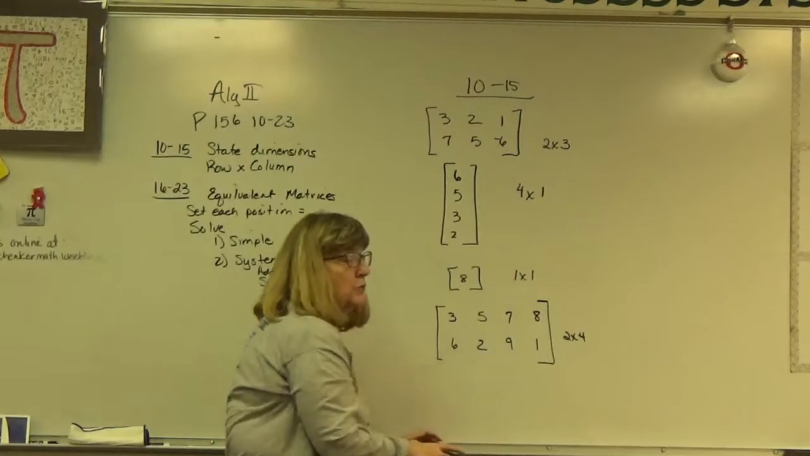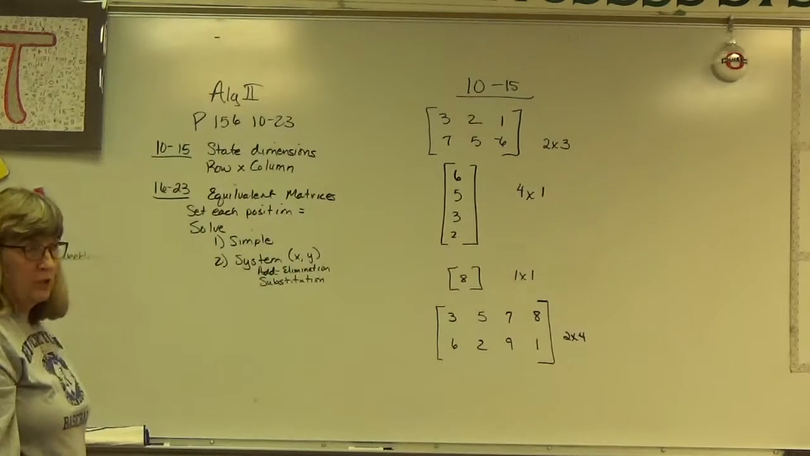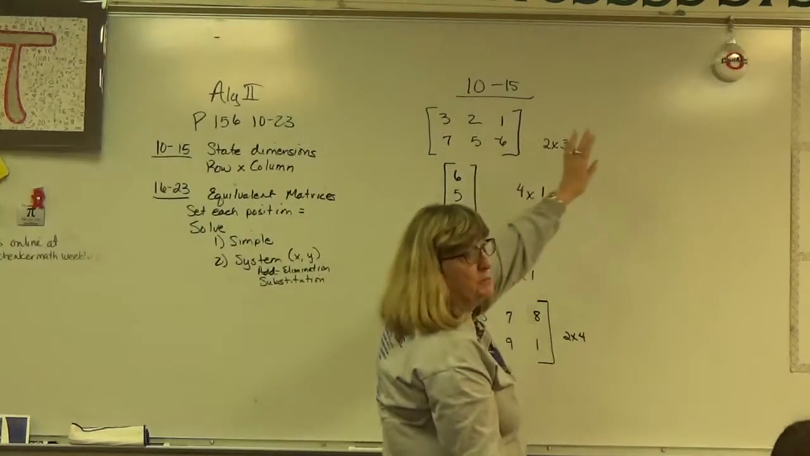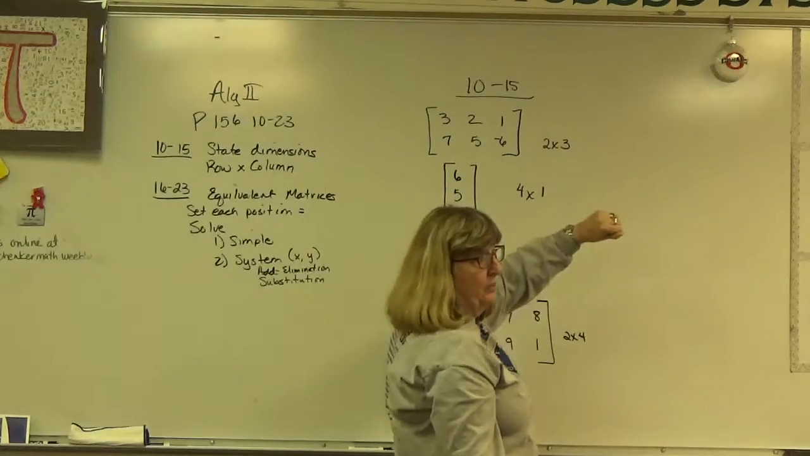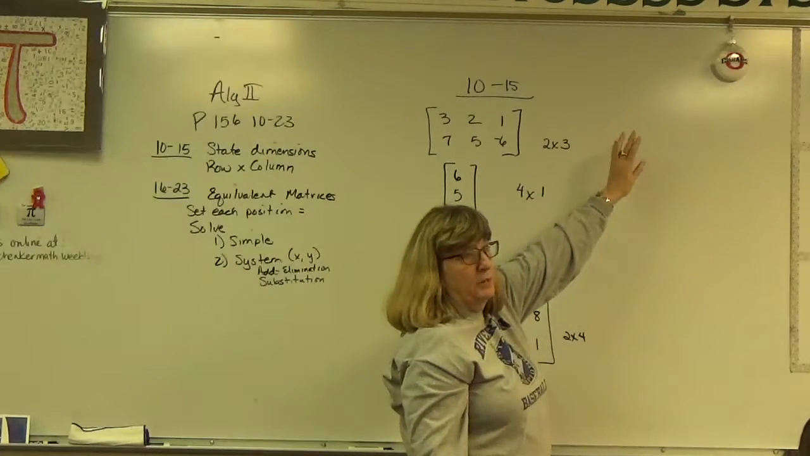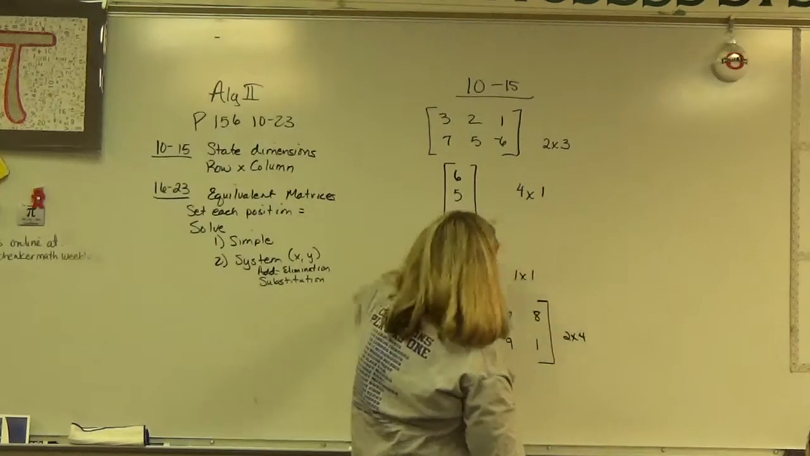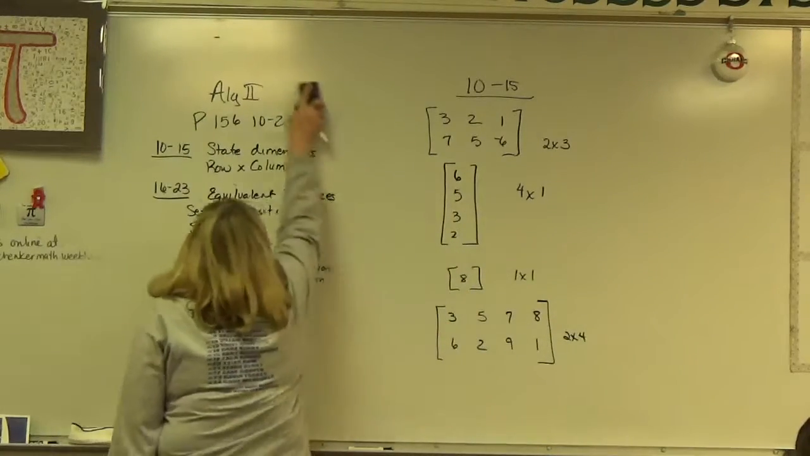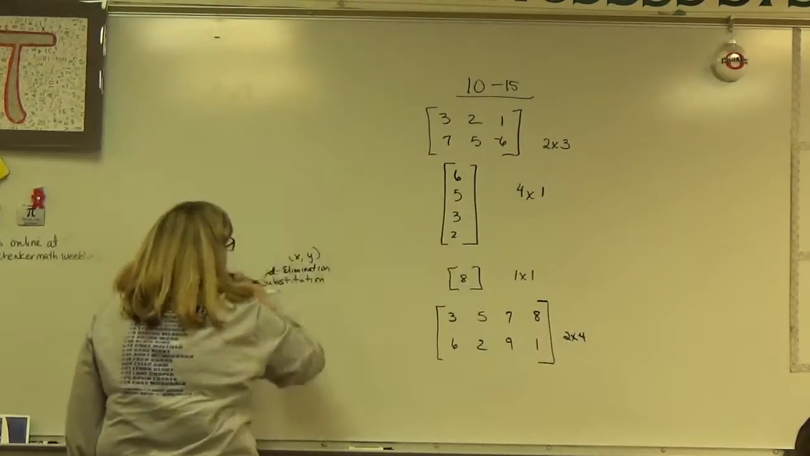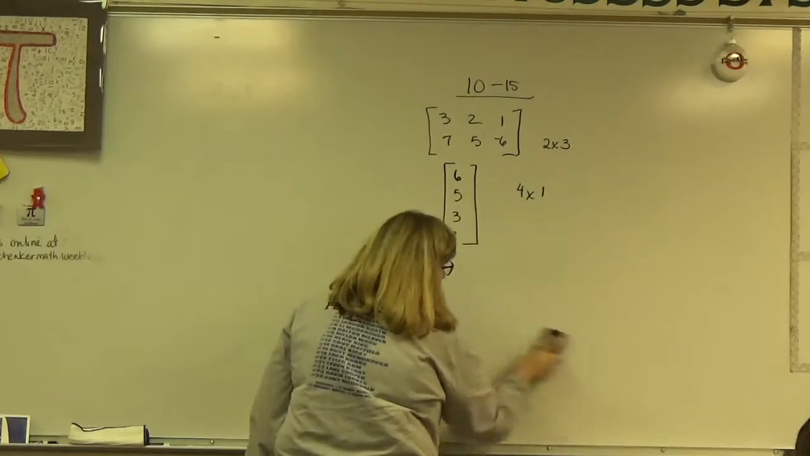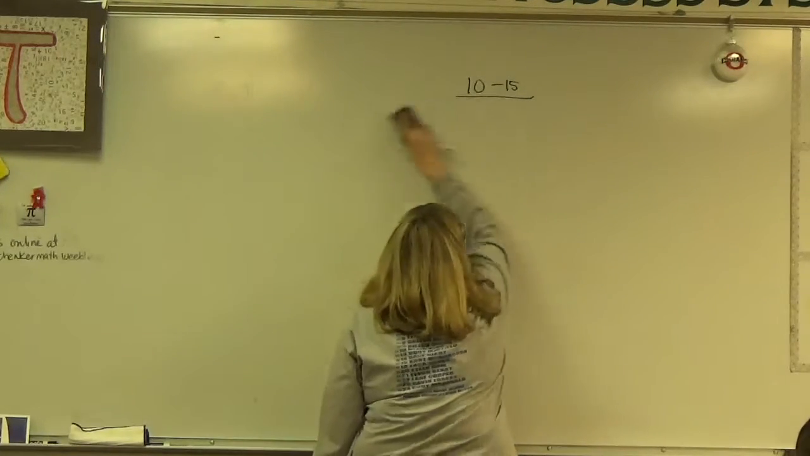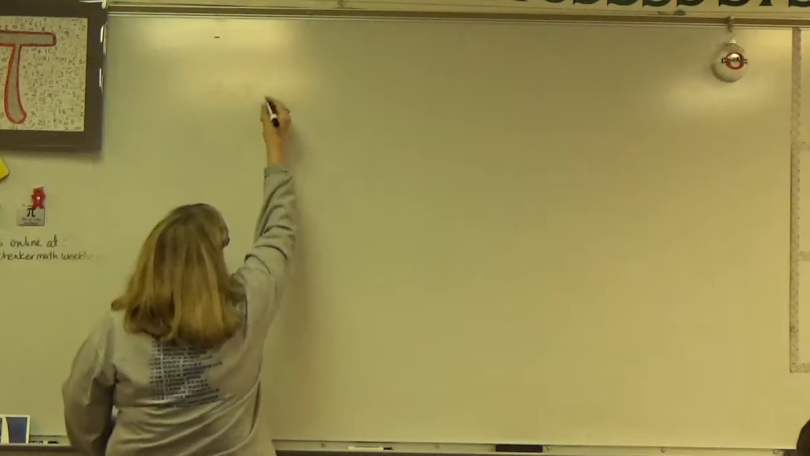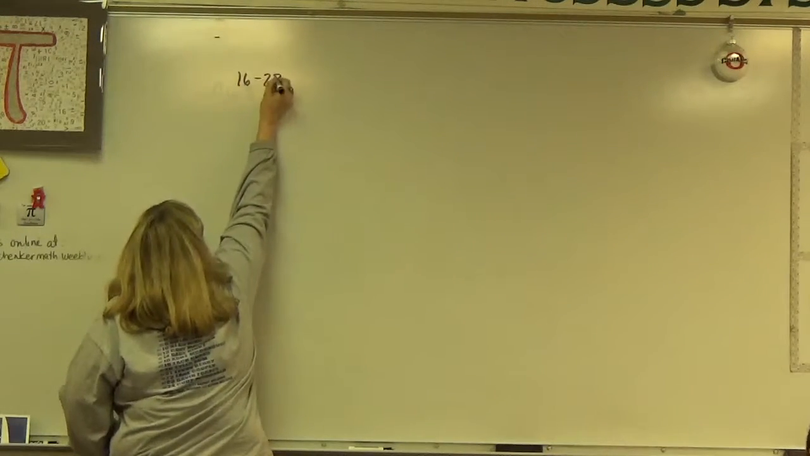On 16 through 23, you're going to see only equivalent matrices. So equivalent matrices means I have to have another one the same dimensions in order to be classified as equivalent. So if I have a 2 by 3, the other one has to be a 2 by 3. If I have a 1 by 1, it has to be a 1 by 1. So all matrices have to be equivalent. They have to have the same number of rows and the same number of columns. So this finishes it out. What was it? 16 through 23? Yeah. Okay.